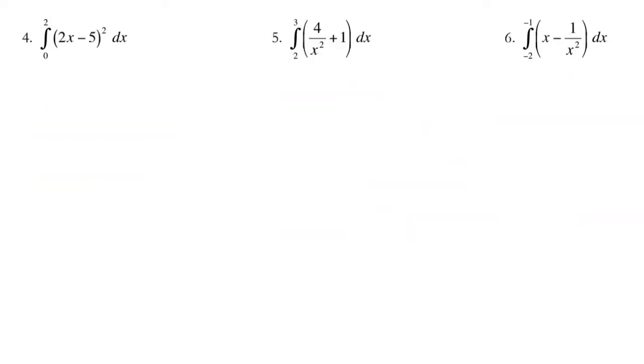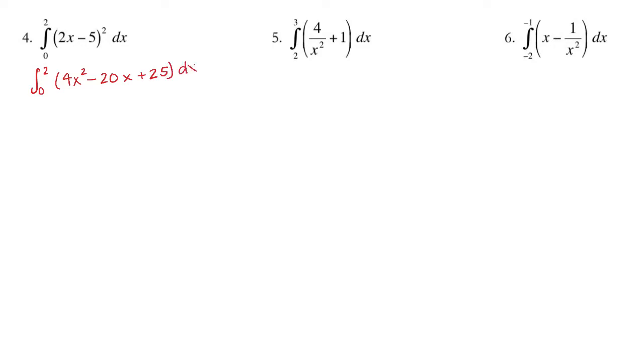Sometimes, like in number 4, we're going to have to do some rewriting, just like we did when we first started our power rule. And for this one, we're going to need to FOIL out what we have. So in our rewriting, again, we're from 0 to 2. But when we FOIL this, remember, you're going to end up with 4x squared minus 20x plus 25.